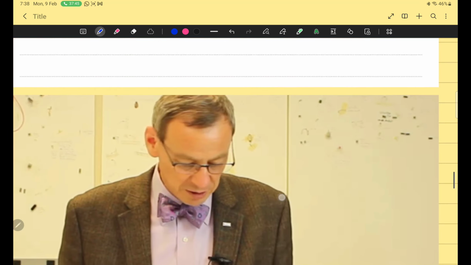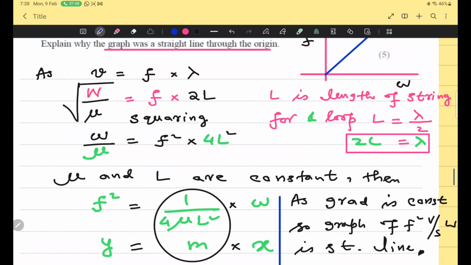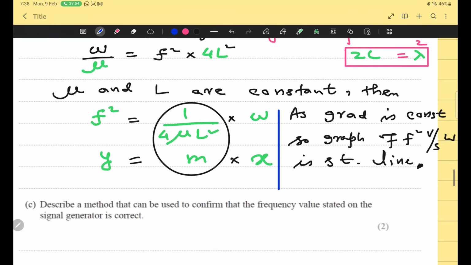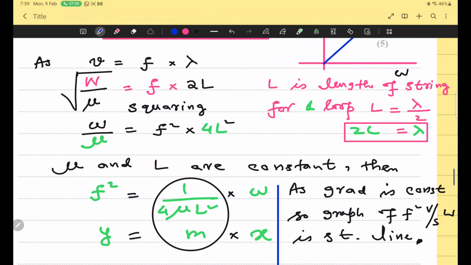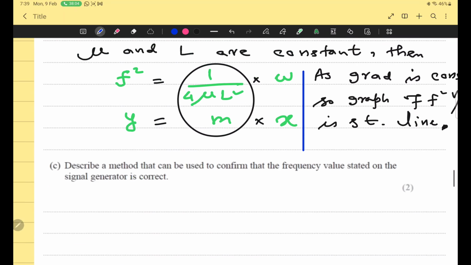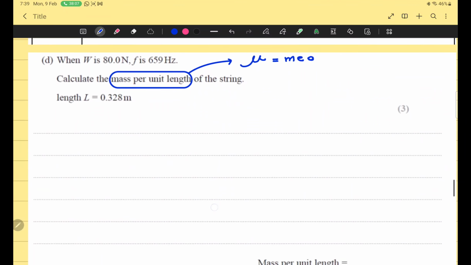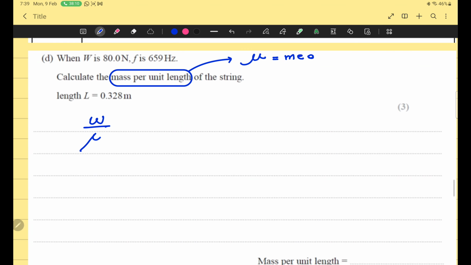Okay. And sir, how do we calculate? So, sir, we have transformed this formula, and the formula is V is equal to F lambda and then root of W upon mu. Okay. And we can use, I think, this formula. We should use this formula. Okay, beta. So note down this formula. W upon mu is equal to F square 4L square. Okay, you can use any form. Okay, but I'm using this one. And now we have to calculate mu. So make mu as a subject.